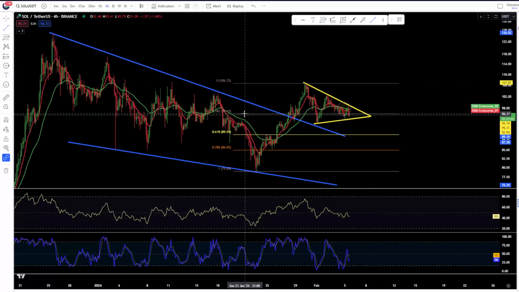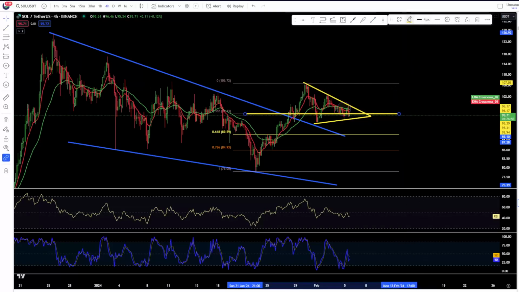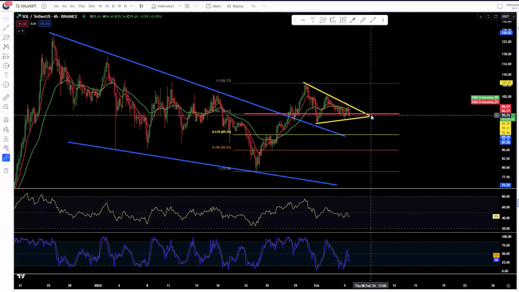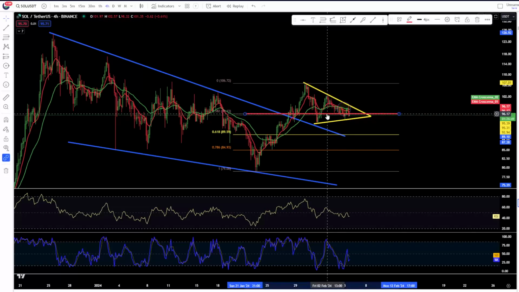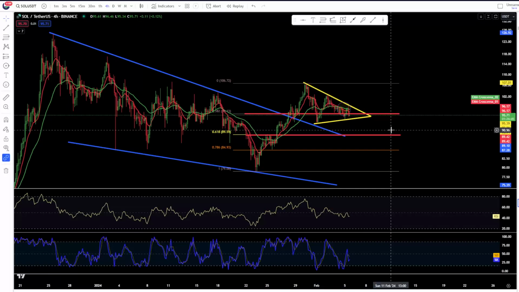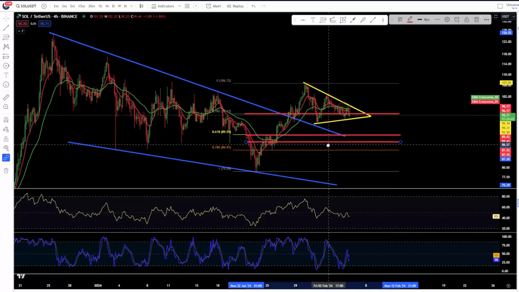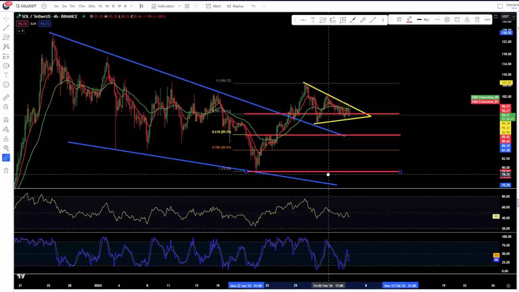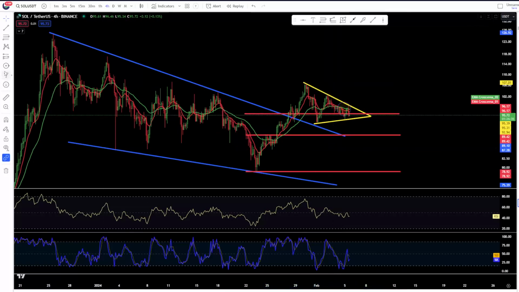And here we can see how the price is struggling to maintain the level of $96. However, if the level is broken and we exit the triangle at the bottom, the next support is around $89. And further support is visible at the level of $79.